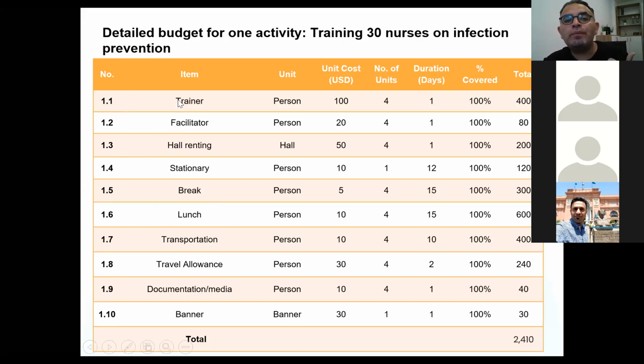For example, if you have a training, then you need to cover the trainer costs. This is the first thing you need to put. And usually the item, as we mentioned, is trainer. So he or she is a person. So the unit is person. The unit cost in US dollars is $100. So like duration per day, this is 100 per day, but it's like four days. We could have here one, and we have duration 4 days.